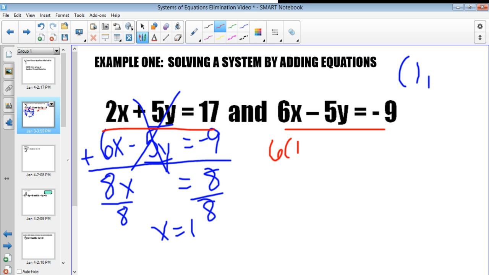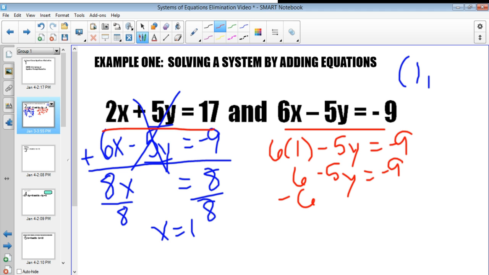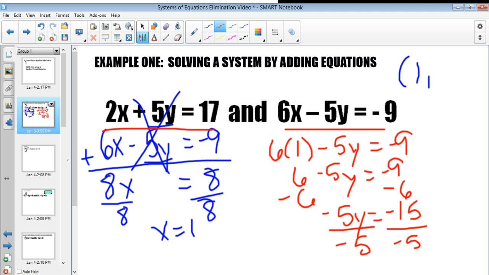So I have 6 times 1 minus 5y equals negative 9. So that'll give me 6 minus 5y equals negative 9. And that's just a two-step, so I subtract 6 from both sides. Negative 5y equals negative 15. Divide by negative 5, and I get y equals 3. So my point here would be 1 comma 3.